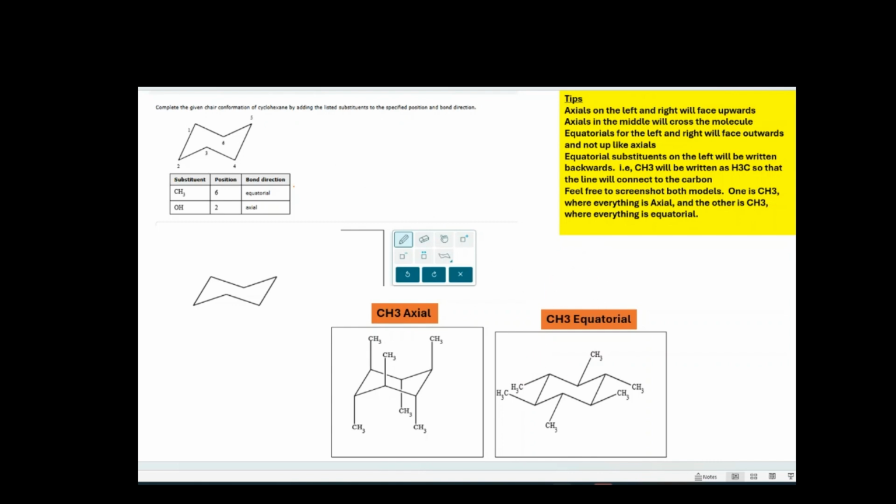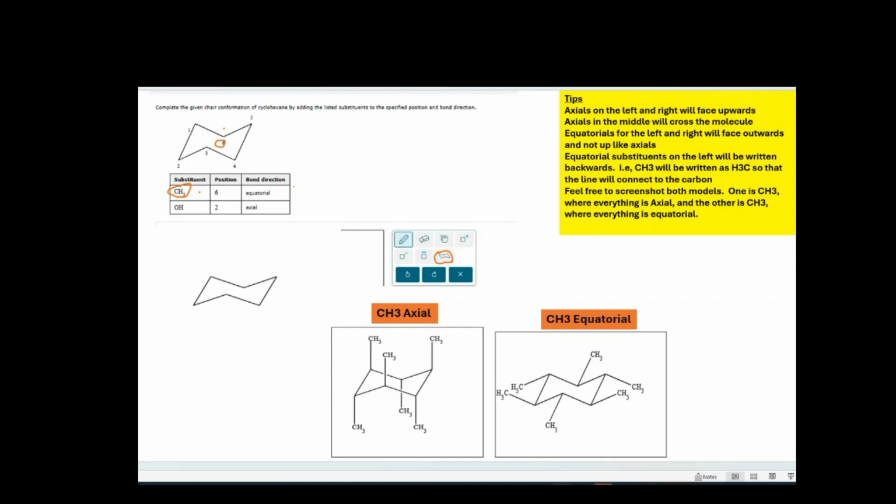So looking at the compound itself, it's showing us 2 substituents, CH3 and OH. And I see for CH3, it's going to be on position number 6, so right here, and it's going to be equatorial. So what I can do is I can go to where position 6 is right here. I'm going to first pick which model I want. Because I have one that's shaped this way in this structure, I'm going to click here on ALEKS, and I'm going to select the one that's like this.